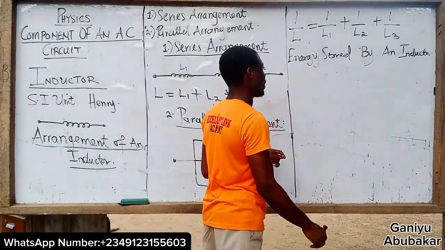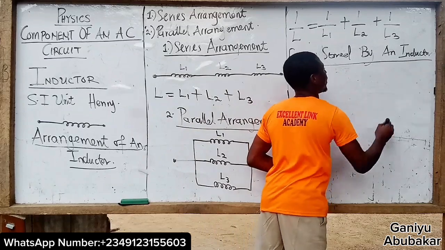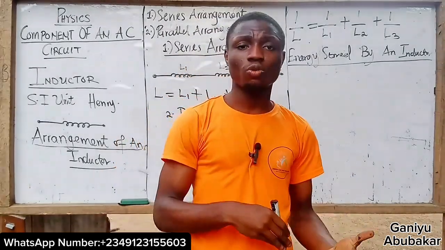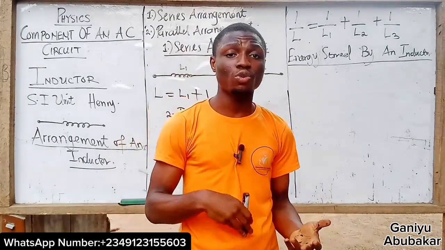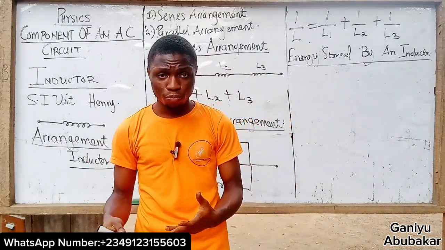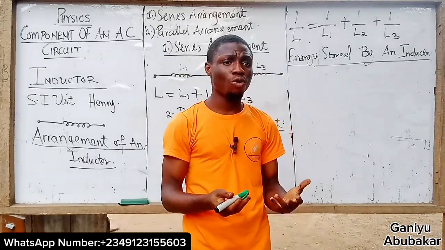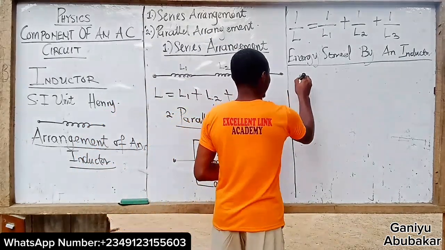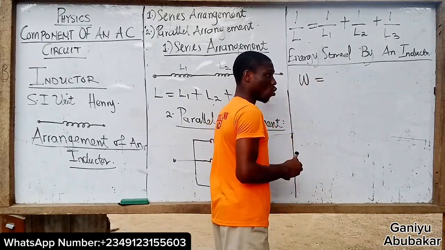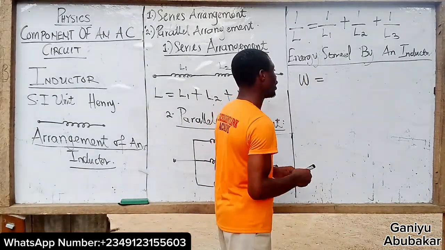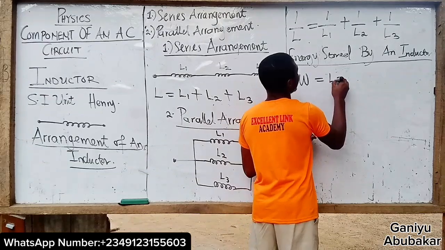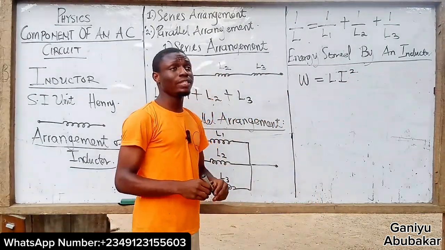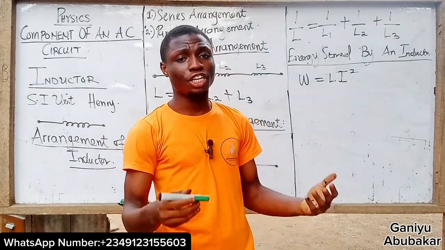All right, at this point here, let's discuss energy stored by an inductor. It's important to note that the energy stored by an inductor is also called the work done by an inductor. So what is the mathematical expression for the work done, or perhaps energy stored by an inductor? W is simply the work done by an inductor, also called the energy stored by an inductor, given as W = 1/2 Li squared. So this becomes the expression for calculating the energy stored by an inductor.